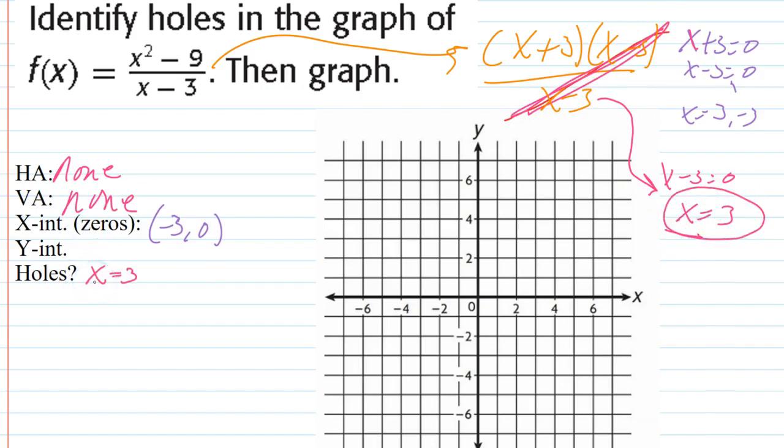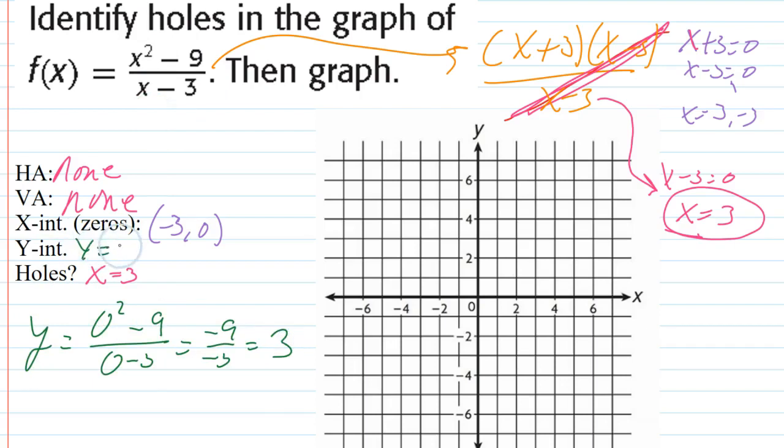Now there's going to be a y value attached to that, but as long as I follow the graph and wherever x equals 3 is, I put a hole there, then we're perfectly fine. We also need to figure out our y-intercept. We figure out the y-intercept by making everything inside there 0. Our y-intercept is y is equal to 3. Now let's go ahead and graph that.